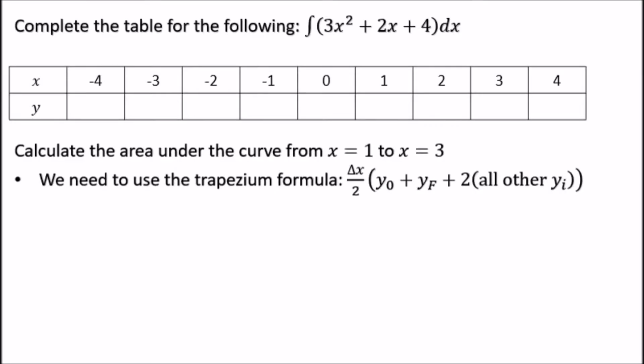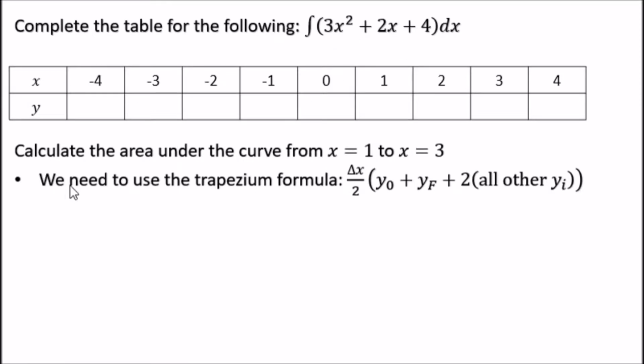Okay guys, welcome to this one. So here we need to complete the table for the following integral. So instead of directly integrating it, we're going to use something known as the Trapezium Rule, okay? And the key idea is, firstly, we just need to fill out this table. And this is dead easy. You just plug in the x values into this equation.